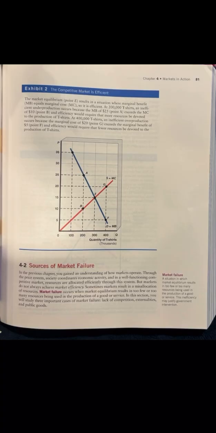4-2. Sources of market failure. In the previous chapter, you gained an understanding of how markets operate. Through the price system, society coordinates economic activity, and in a well-functioning competitive market, resources are allocated efficiently through the system. But markets do not always achieve efficiency. Sometimes markets result in a misallocation of resources. Market failure occurs when market equilibrium results in too few or too many resources being used in the production of a good or service. In this section, you'll study 3 important cases of market failure: lack of competition, externalities, and public goods.